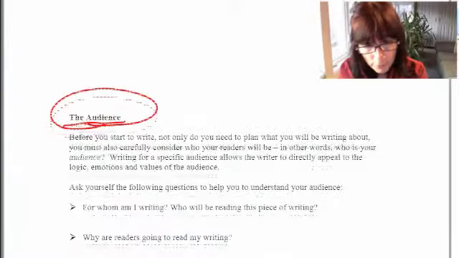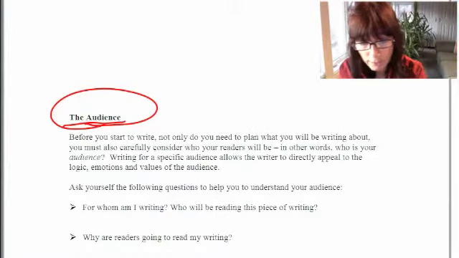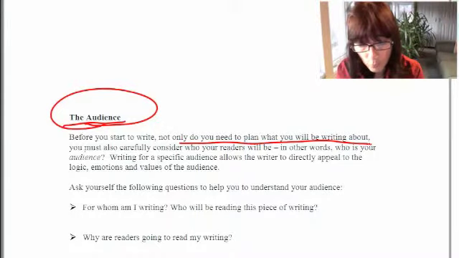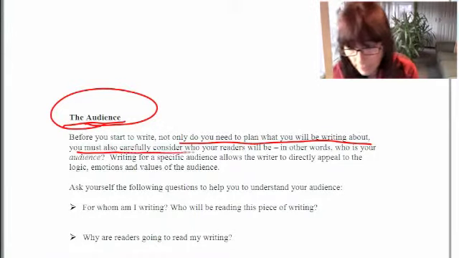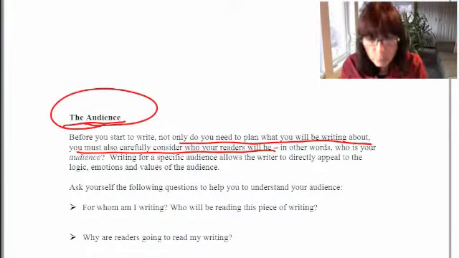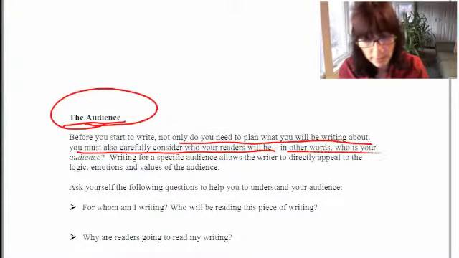The audience is something important to consider each time before you start writing. You need to plan not only what you're writing about, but you also have to consider who is going to be your reader. So that's a really important part of writing. Who is reading this piece of writing that you're producing? In other words, who is your audience?